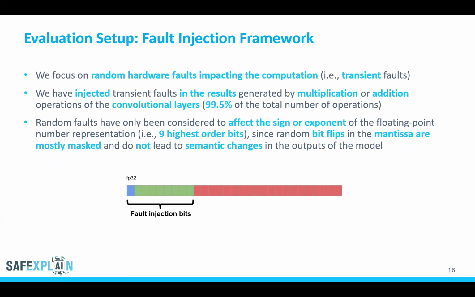So then regarding the fault injection framework, we are focusing on random hardware faults that impact the computation, which are called transient faults. And we have injected these faults in the result generated by multiplications and additions of convolutional layers, which are basically 99% of the operations. And then we have only considered injecting these faults in the sign or the exponent of the floating point, which is basically the 9 highest order bits, since random bit flips in the mantissa are mostly masked and don't lead to any changes in the output of the model.